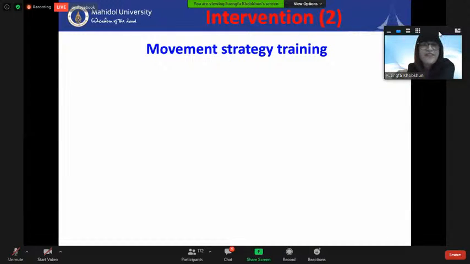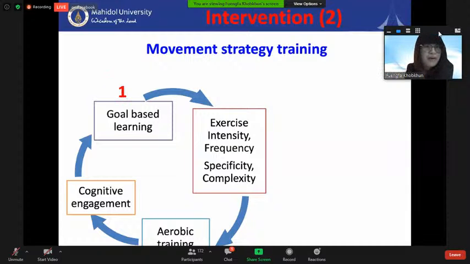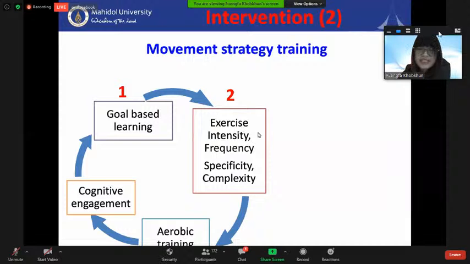Then I would like to give more details about movement strategy training. The same article tells us we need to know about goal-based learning. So you need to commit with the participant, or confirm with the participant what functional limitation or impairment they want you to solve. The second one, when you give the treatment or exercise, you need to consider intensity, frequency, specificity, and complexity. So we talked yesterday, this principle will make the patient with Parkinson's disease induce their brain plasticity, right? Yeah. Then they suggest aerobic training is appropriate for PD. In addition, we need to consider the cognitive impairment of Parkinson's disease.